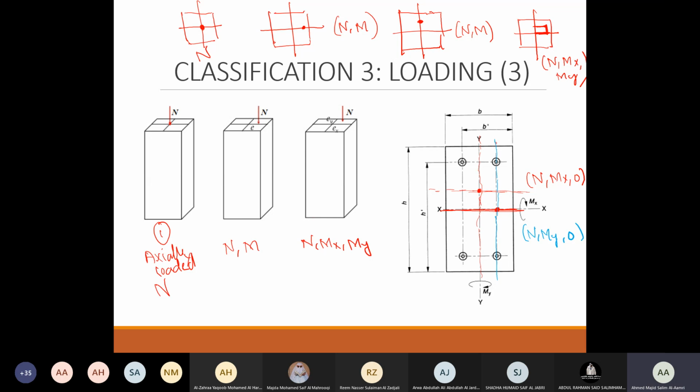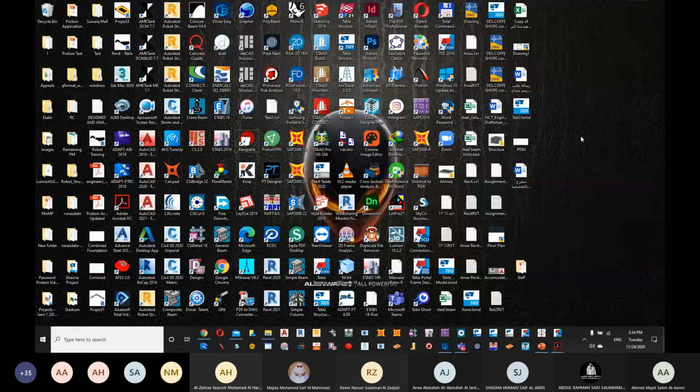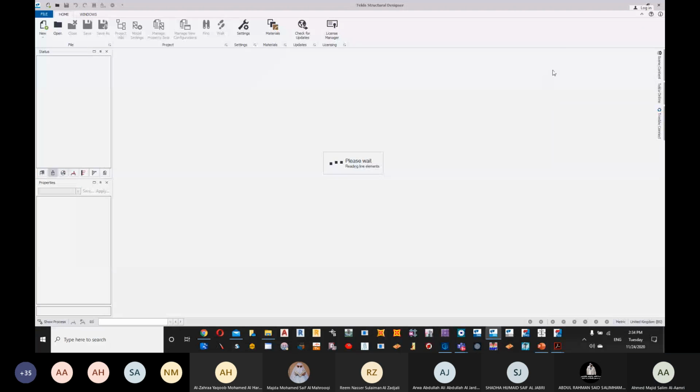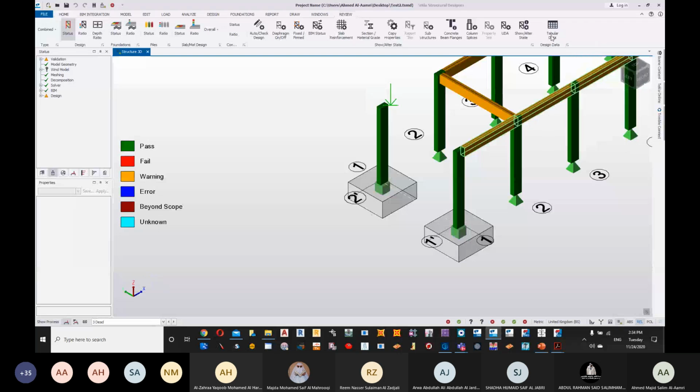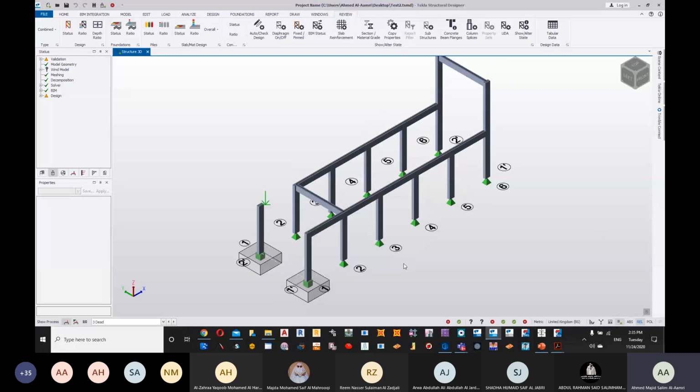Let me try to demonstrate for you before going into design. Let me just try to illustrate for you. Just one second. Okay. Now you just see here. Yesterday, if you remember, I tried to explain how the values will be different in terms of Lx and Ly. If you remember when we talked about L0x and L0y.